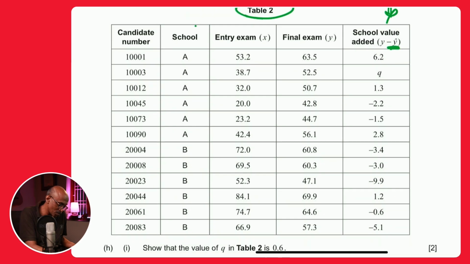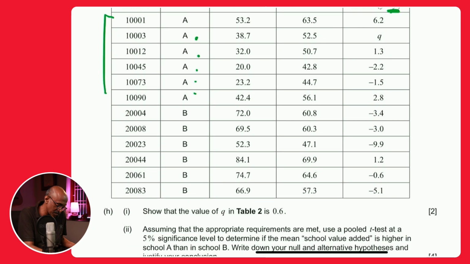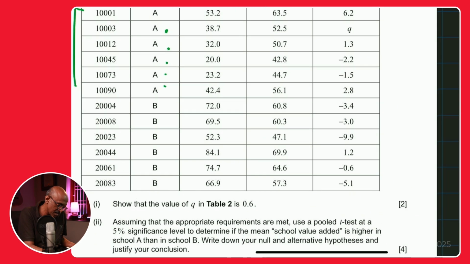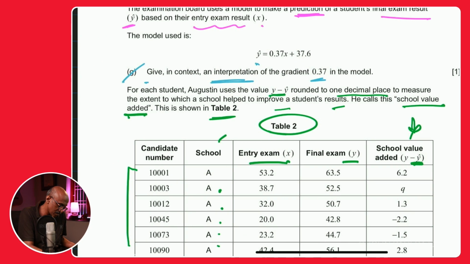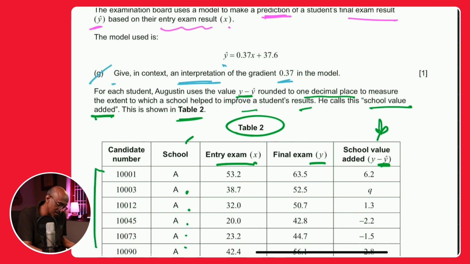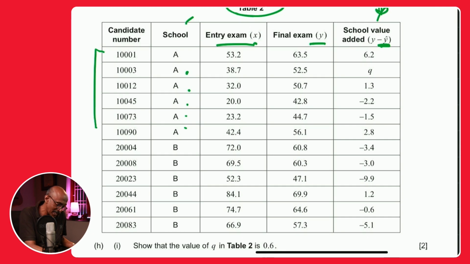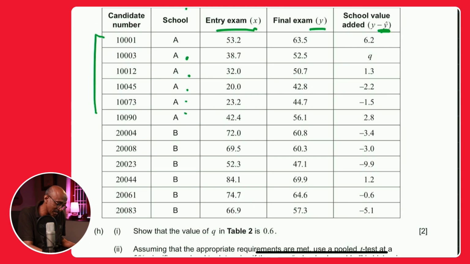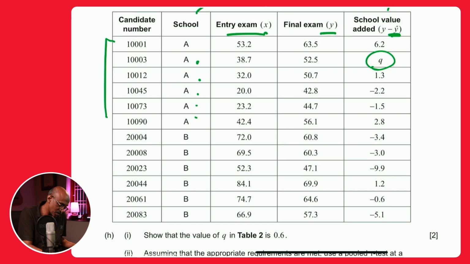So you've got your schools. I think the first 6 should be 1, 2, 3, 4, 5, 6. Yeah, the first 6 is from A and the next 6 is from B. Entry exam X, final exam Y, and this is the predicted. Prediction is the formula, and this is the school value added. So Y hat is not here. Y hat is to be used with the formula. I think that is what we'll have to use to find this Q, which is unknown here.